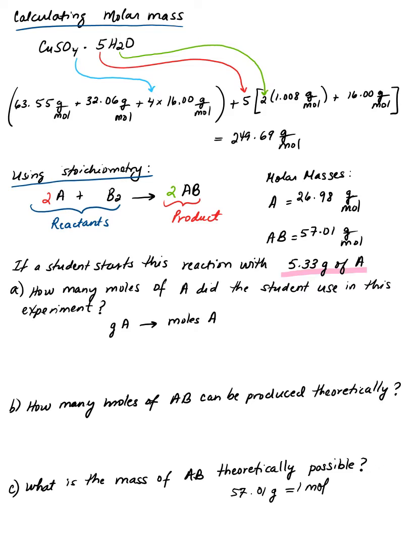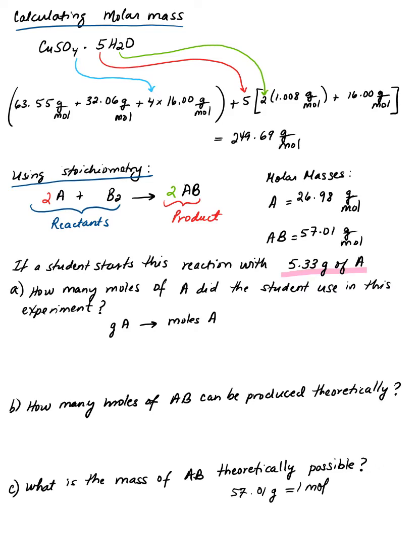You have a line in red that represents the 5 water molecules that you have, and then you have in the brackets 2 times 1.008, which is the molar mass for hydrogen, and that's times 2 because you have 2 of them, plus 16 because you have 1 oxygen in the water molecule. So adding all of that together gives you 249.69 grams per mole, which is the molar mass for the copper sulfate pentahydrate. So that's an example on how to calculate molar mass.